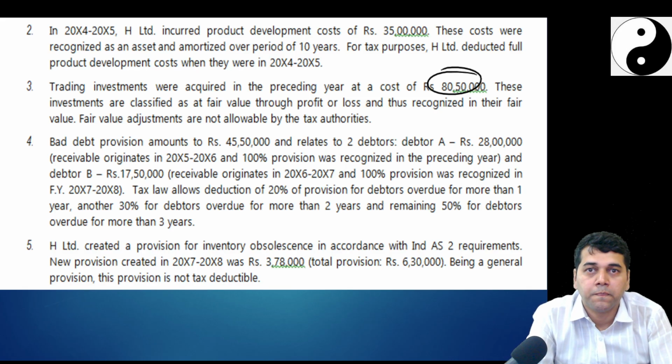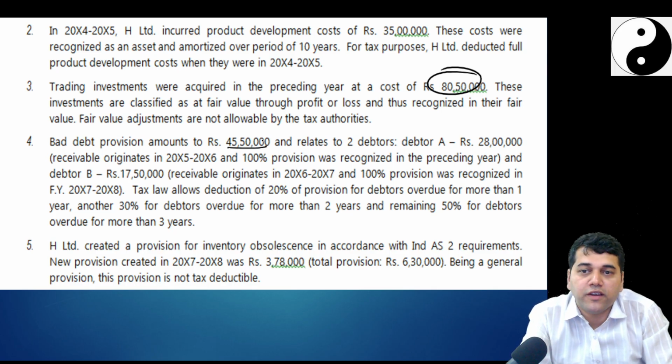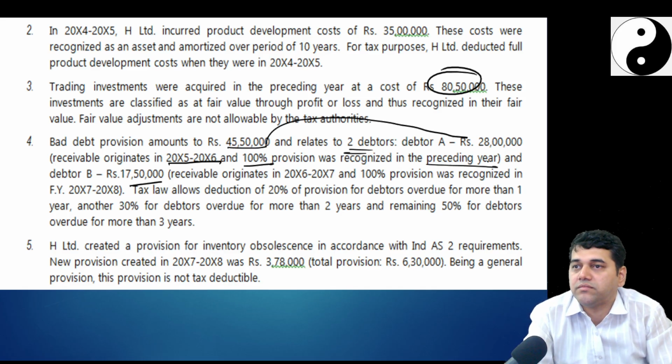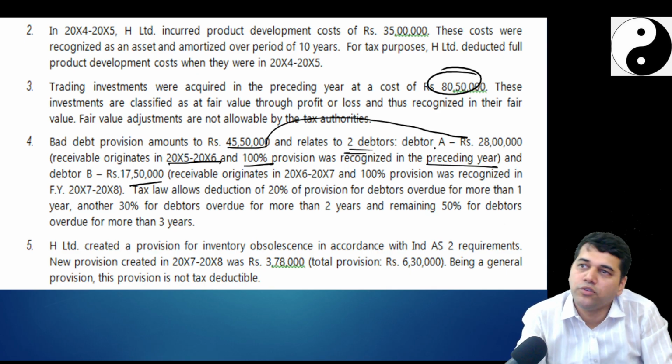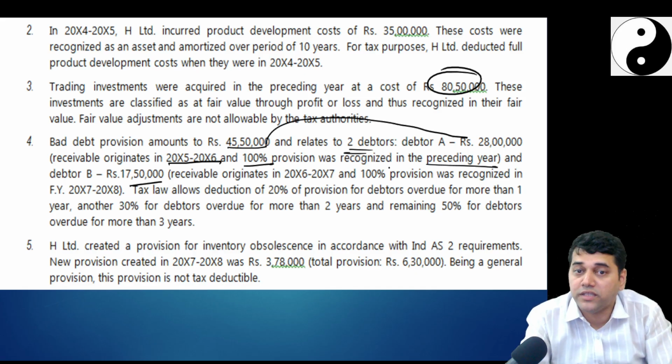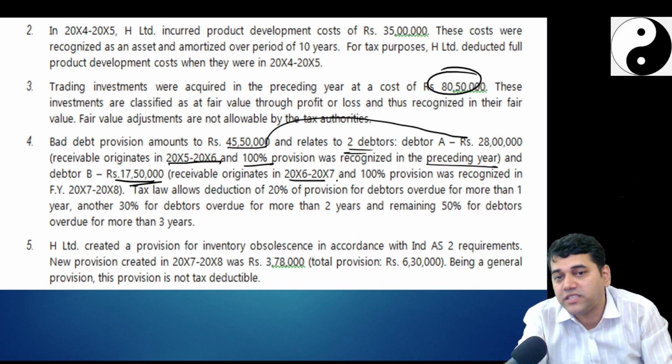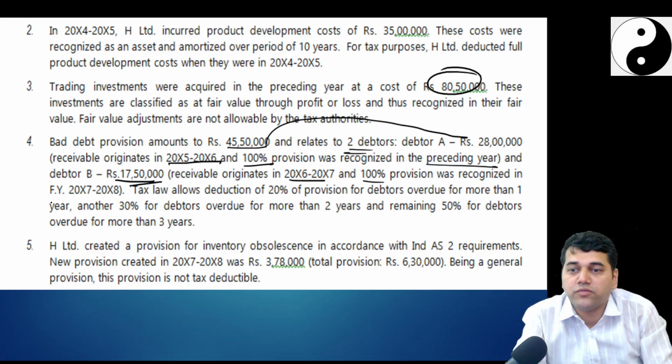Expense you claimed, no. Now the bad debt provision amounting to 45 lakhs 50 relates to two debtors. They have given you the breakup: 45 lakh 50 includes 28 lakhs and 17 lakh 50. Now, the receivable of 28 lakhs originated in the year 15-16 and 100% provision was recognized in the preceding year. That means it is bad debt only, fully recognized within 1 year, in the last year. And the debtor of 17,50,000, which you incurred in the year 16-17, 100% provision was recognized in the year 17-18.